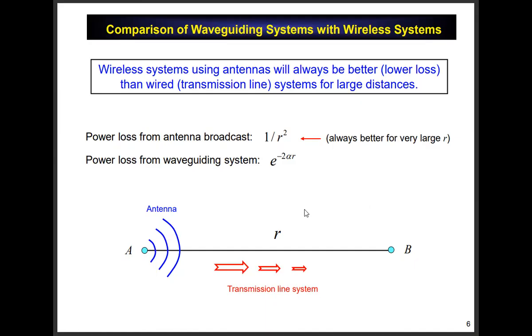Let's say I'm trying to send a signal from point A to point B, and I'll call the distance R. I could have called it Z or something, but I'm just going to call it R. Now I've got my choice. I could run a cable from A to B, like a transmission line, or I could put a transmit antenna at A and broadcast a signal that goes to B.